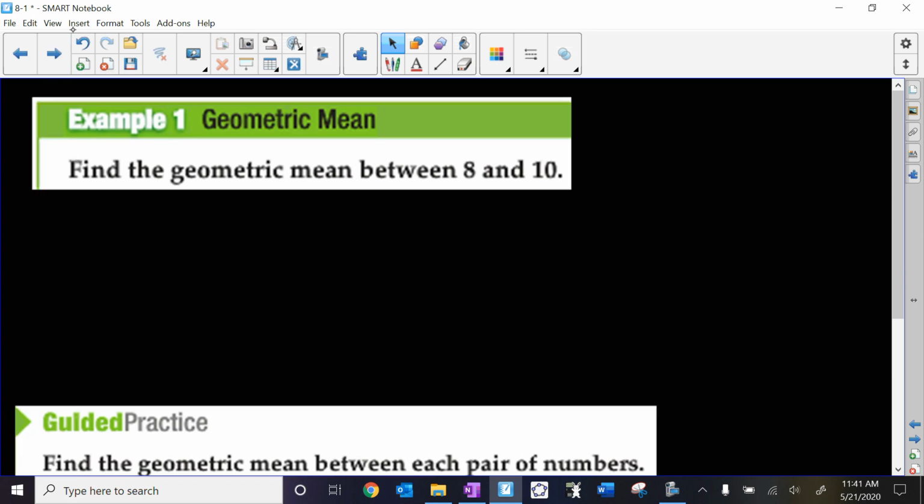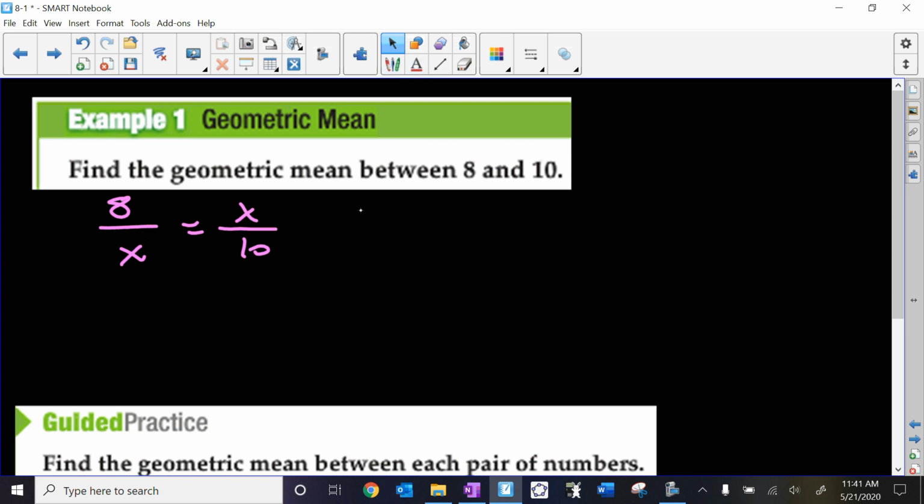Each time. So let's just look at one. Find the geometric mean between 8 and 10. I think your book does the simplified radical version of this. I'm fine if you just come up with the decimal answer to this. So if I'm going to solve this using the proportions, I'm going to put my numbers in the extremes and my variable x in the means. We can cross multiply this.